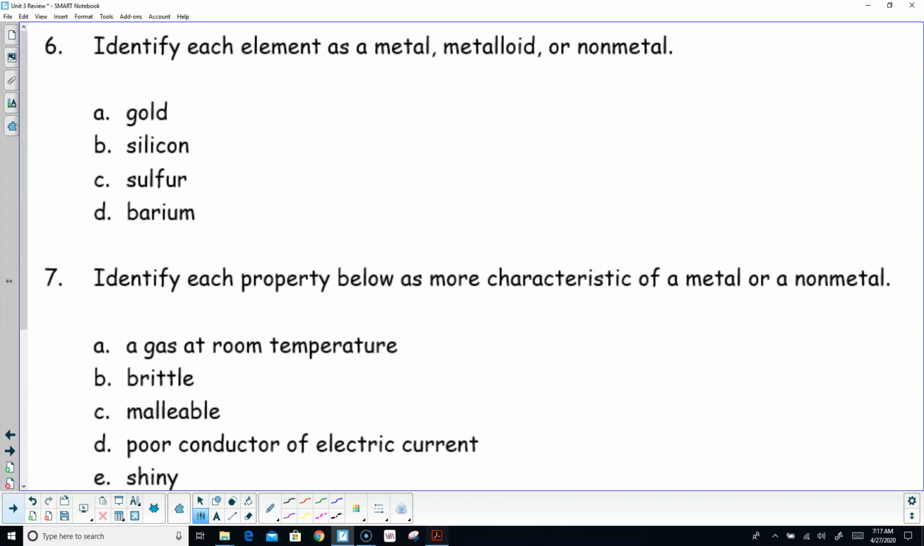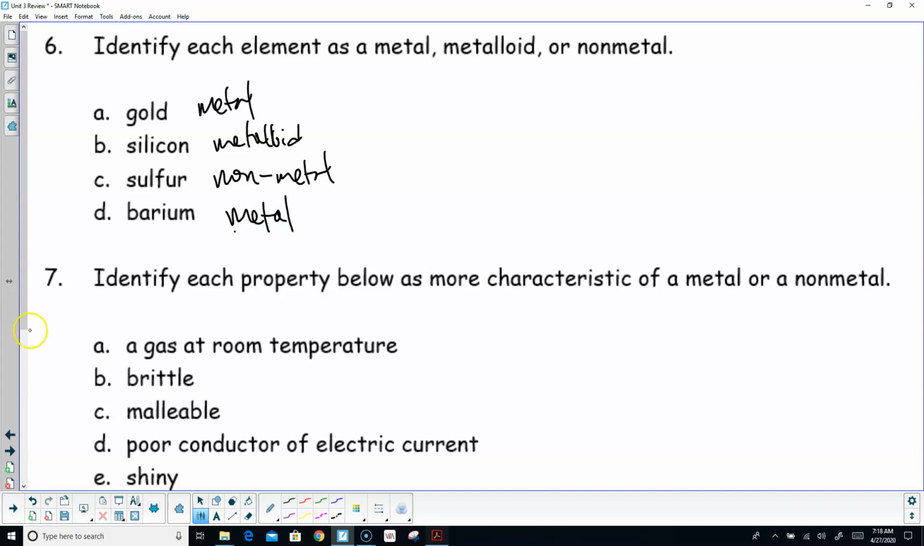Metal, non-metal, or metalloid here. Gold is a metal that is found to the left of the stair step. Silicon is right on the stairs, so it's a metalloid. Sulfur is found to the right of the stairs, which means it is a non-metal. And then barium is found to the left of the stairs. That is a metal.